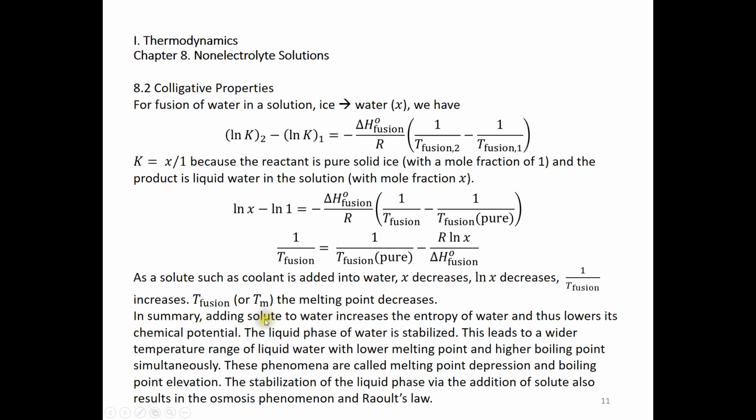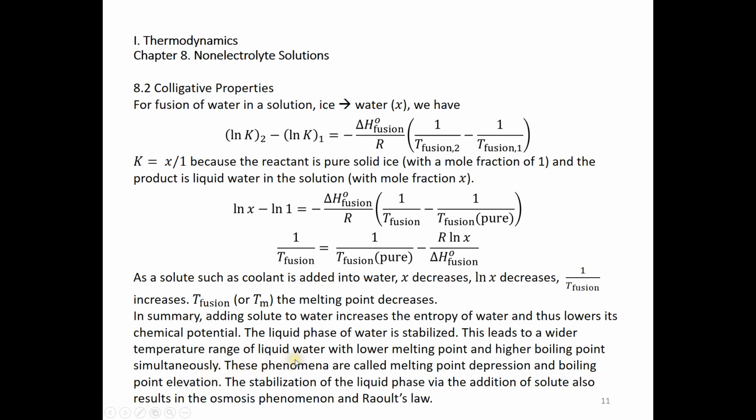So in summary, when you add any solute into water, it increases the entropy of water and therefore lowers its chemical potential. You have liquid water now stabilized. The liquid phase of water again is stabilized. That means you have a wider temperature range for the liquid phase. And now you have melting point depression and boiling point elevation at the same time.